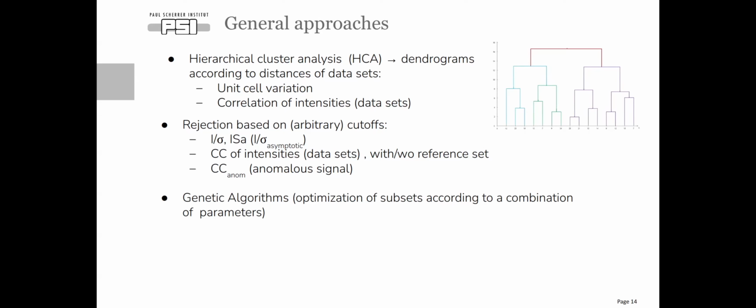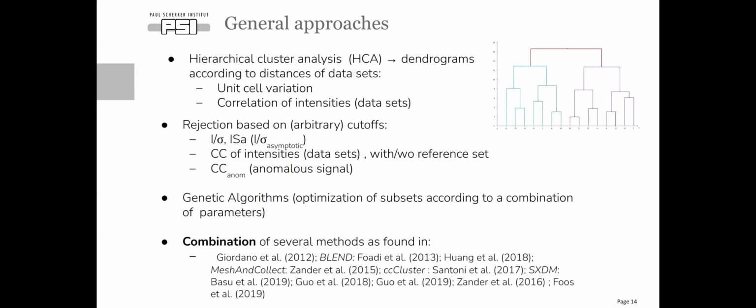I'm not an expert on that, but just to briefly mention it, there's an optimization of different subsets of data sets, also according to different combinations of all these statistical quantities that were mentioned before. And also, we have a combination of all these methods as found in several pipelines at several beamlines. If you're interested, please have a look. I just mentioned a few. I guess there are more and more, which combine these different methods to analyze what kind of data we want to reject or keep.